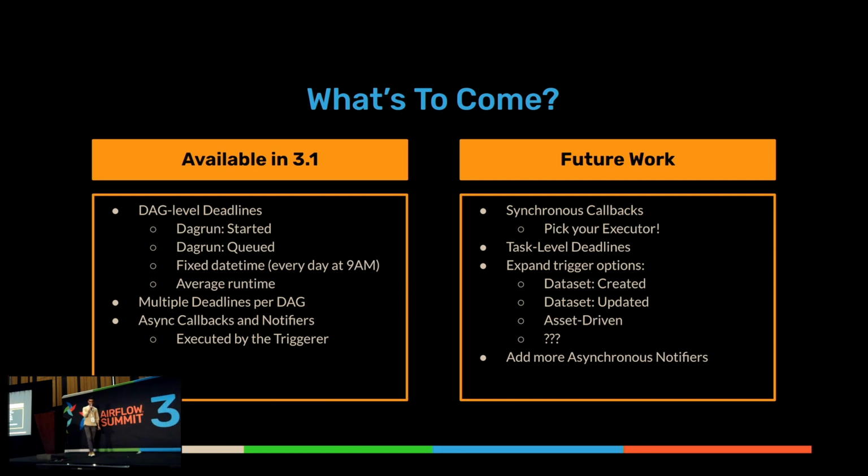So I guess we can recap what's available in 3.1 and what's to come. Currently in 3.1 we have DAG-level deadlines for DAG when started, queued, or fixed datetime, and average runtime of a DAG. You can add multiple deadlines to each DAG, and it supports async callbacks, including a subset of built-in notifiers. And currently they're executed by the triggerer.